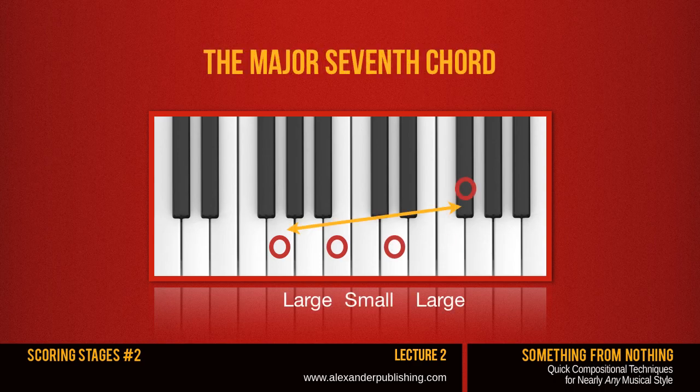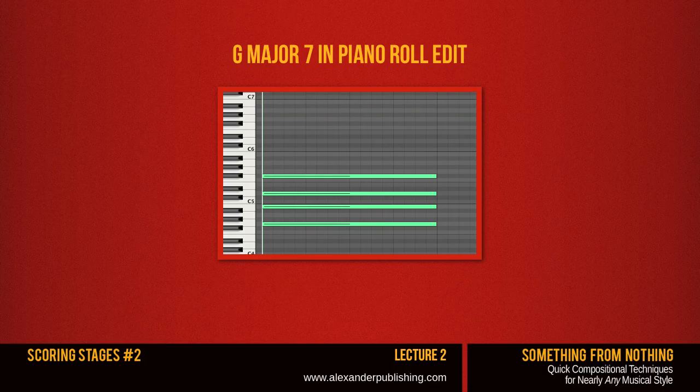All right, let's start building chords. We'll start with the major seventh. The major seventh chord is always built from the combination of a large third, a small third, and a large third. The angled line shows the large seventh. Here it is in Piano Roll Edit.